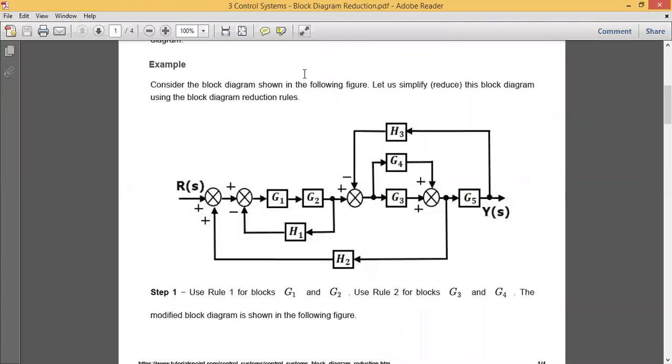Because this problem takes a huge time to solve. Now tell me which blocks are in series. G1, G2 are in series. Now you can see here G1 and G2 are in series. And how many summing points I have? 4. Right? Yes, sir. 4 summing points. How many takeoff points I have? Sorry, I have only 3 takeoff points.